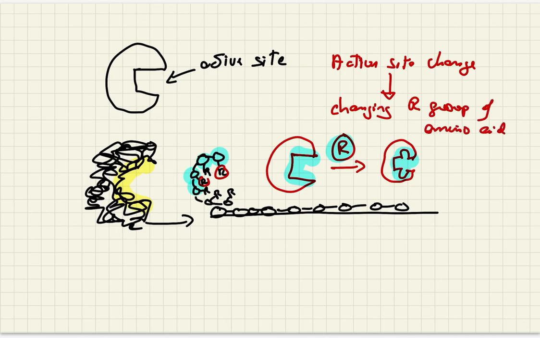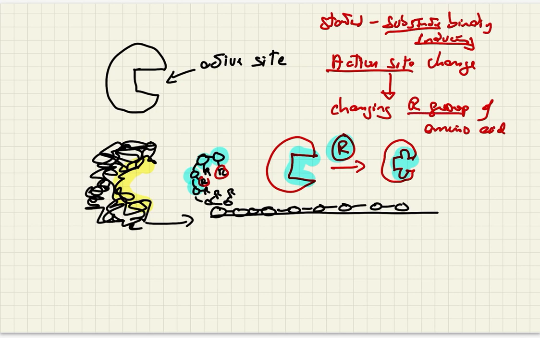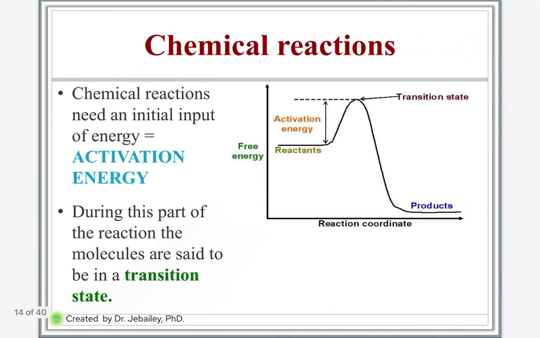So all of this, who actually caused this whole thing? It all started with the substrate binding and inducing a change. So it is the substrate that induces the change. And where exactly? In the active site, more specifically the R group. If you understand this, then you're never going to get this point wrong.